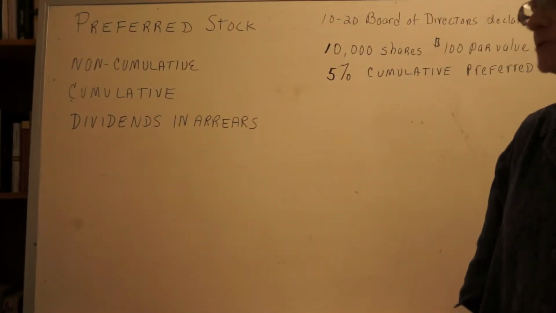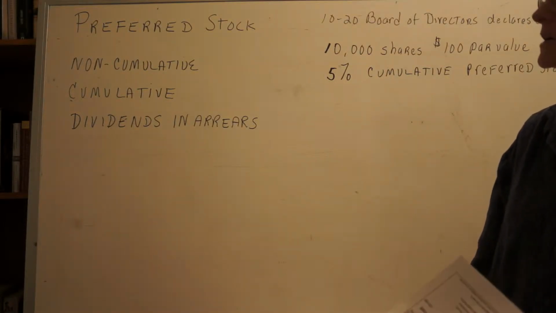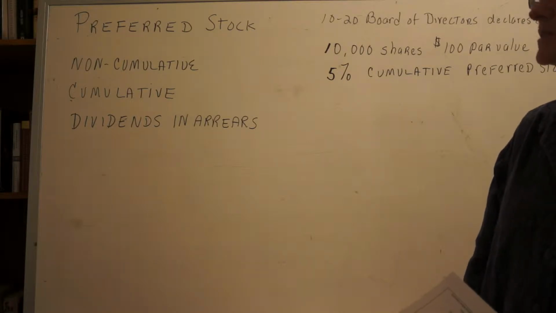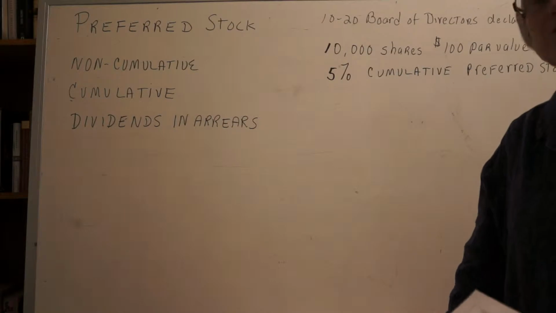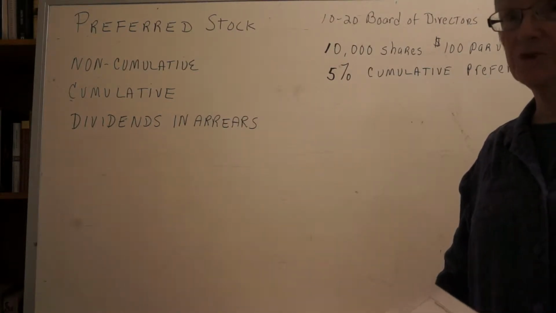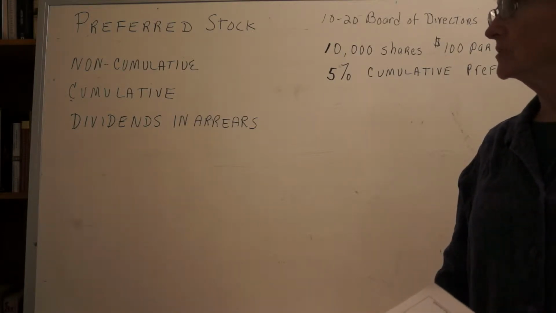Preferred stock has a lot of vocabulary that goes with it. First of all, why is it preferred? It can have a preference as to dividends. In other words, the preferred stockholders are entitled to receive their dividend before the common stockholders get their dividend. So they have a preference as to dividends.